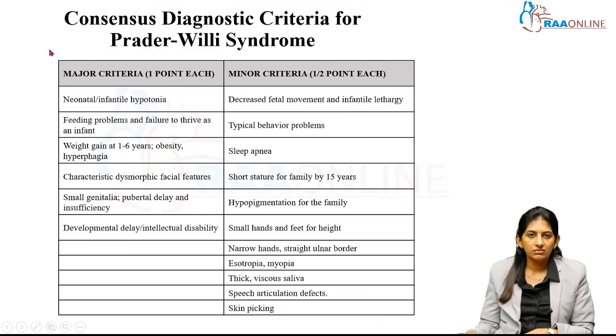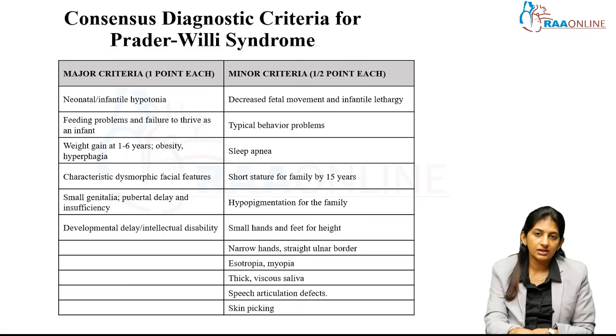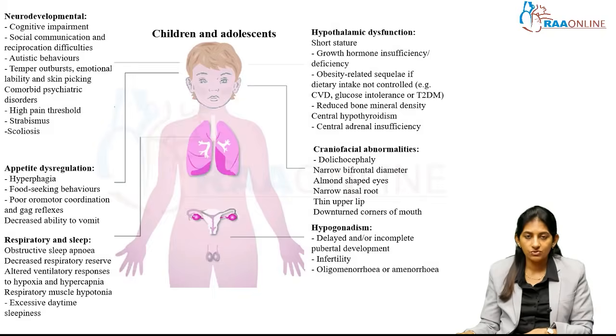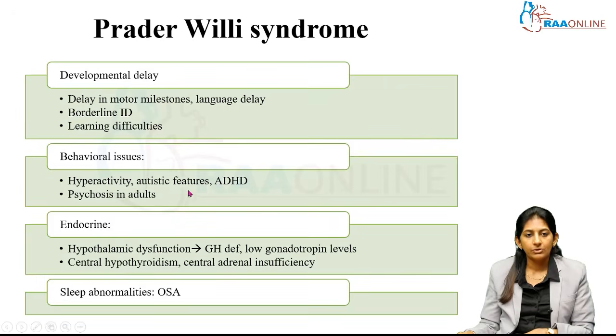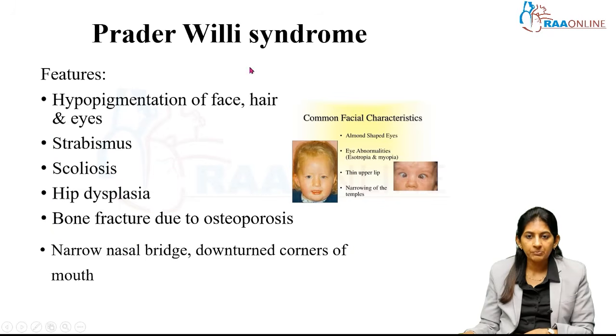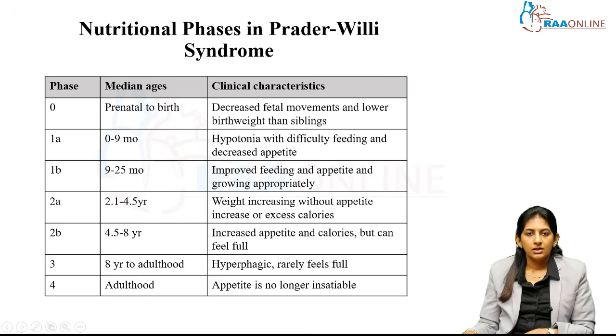You need not worry about all these diagnostic criteria. I have just put it for reference sake only, right? So what you need to understand is the salient features. So just go back to this particular tabular column. I think if you know this and this tabular column, it is fine. And about the facies, the nutritional phases, again it changes.